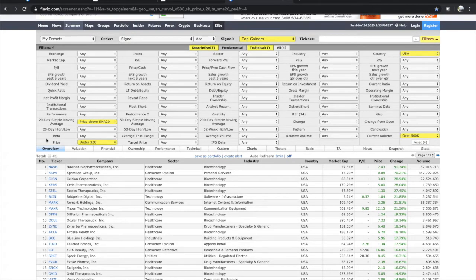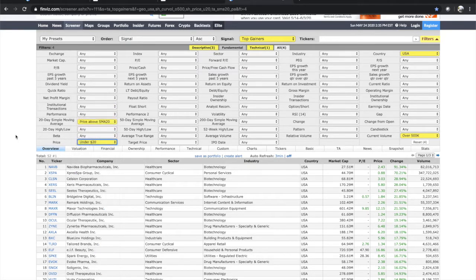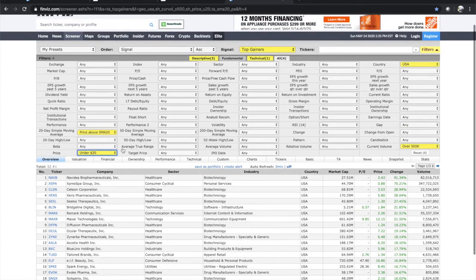So that's one. And then I also change the price. Depending on who I'm catering the watch list to, or what stocks I personally want to trade, I'll go ahead and fluctuate between these numbers. This is kind of subjective. This isn't as important to the success of the watch list.